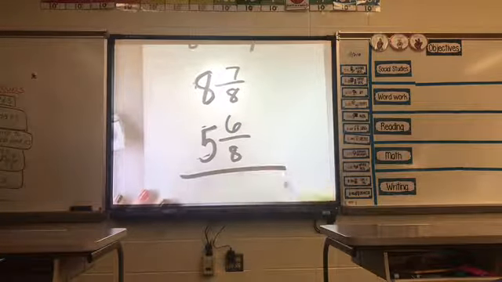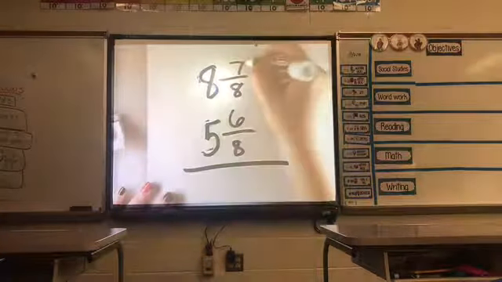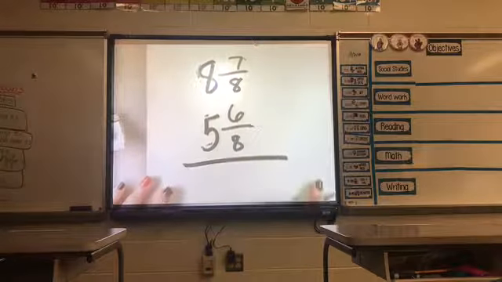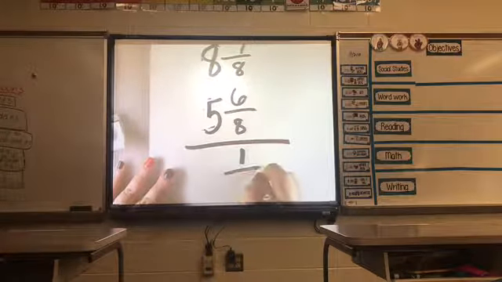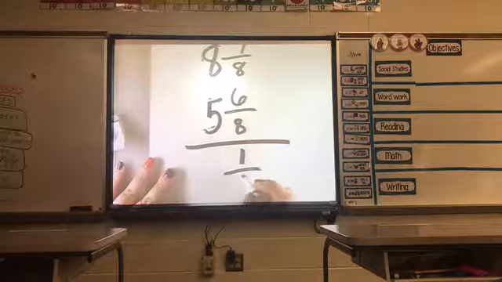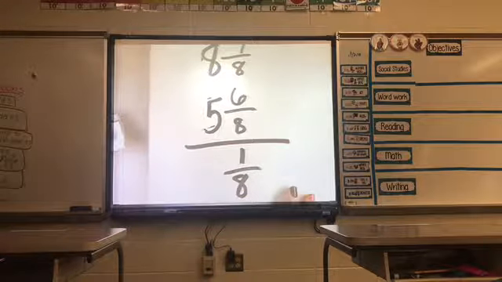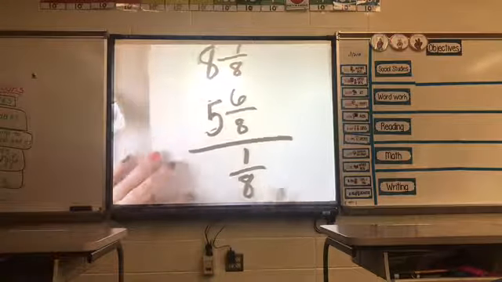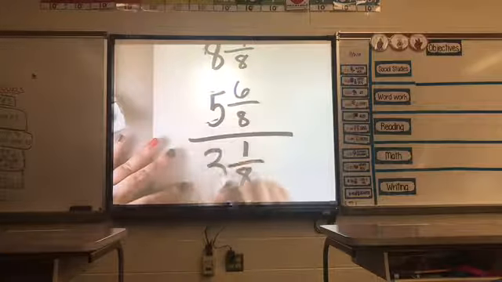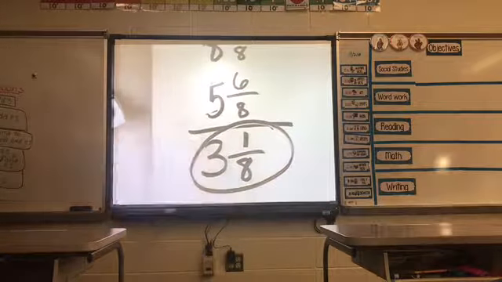So now it says subtract the numerators. 7 minus 6. Yes, I can do that, and I get 1. Step number 9 is that your denominator always stays the same. Subtract the whole numbers. 8 minus 5 is 3, and there is my answer.